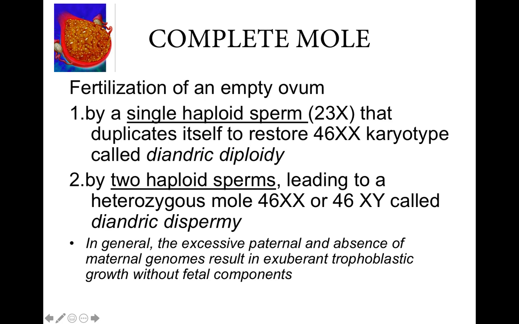In 4 to 15% of cases, fertilization of an empty ovum by two sperms would give rise to 46XX or 46XY, and they are called diandric dispermy. A 46YY karyotype is not known to thrive beyond a few cell embryo. In general, the excessive paternal and absence of maternal genomes would result in exuberant trophoblastic growth without your fetal components.